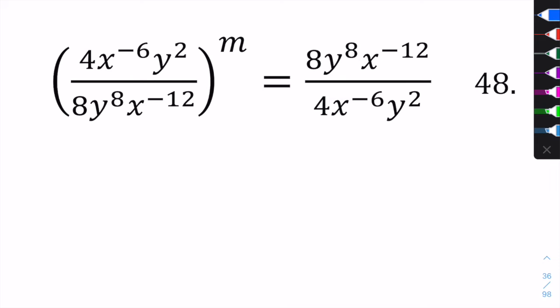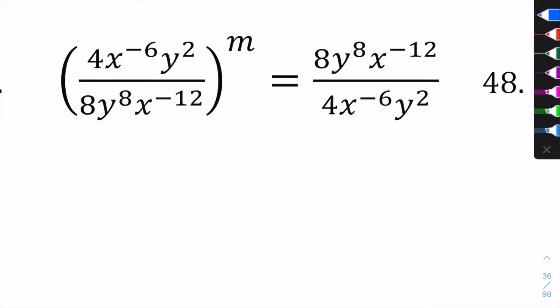Next one, slightly less nice, but not too bad. Let's take a look at it. Let's see if we can notice anything happening here. Looking at both sides of the equals, I see a 4 on top, then a 4 on the bottom. I see an x to the negative 6 on top, then an x to the negative 6th on the bottom. What else do I see? I see x to the negative 12th on the bottom, x to the negative 12th on the top.